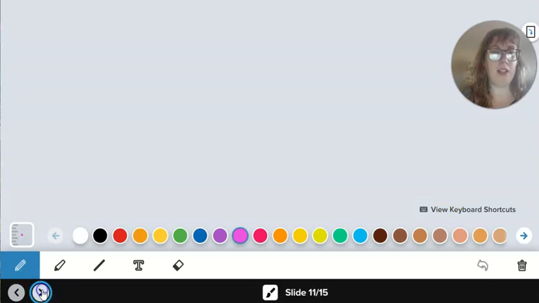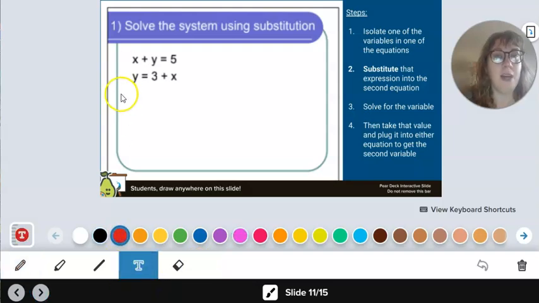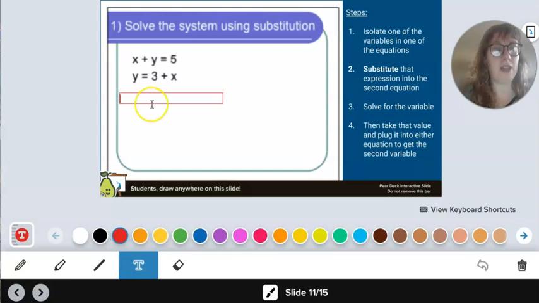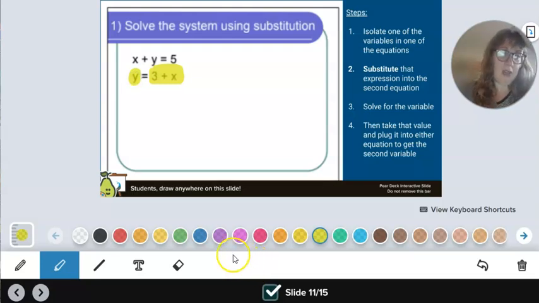Beautiful. Slide 11, let's look at some more practice problems. And over to the right, you can see I put the steps. So hopefully that's helpful to see what we're doing. Our first step is isolate one of the variables in one of the equations. Actually, we don't even have to because look here, this is already isolated. We already have y by itself and it's equal to 3 plus x. So that step is actually done.